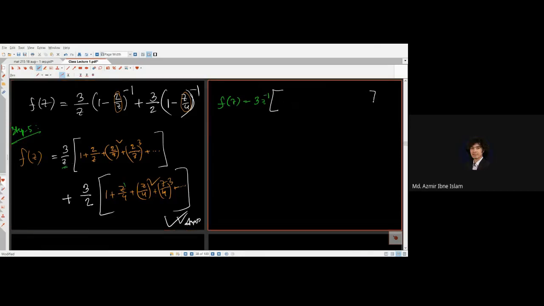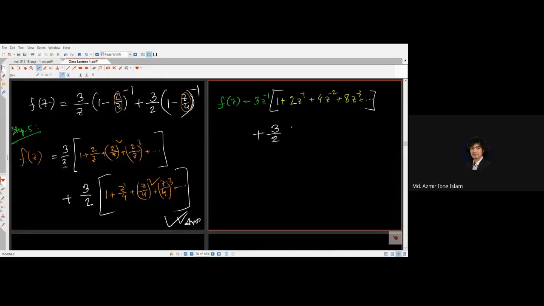Then 1 plus 2 z inverse plus, if we simplify this one, 4 z power minus 2, plus 8 z power minus 3, up to infinity. So that's why it is a negative power series. And we have plus 3 by 2. So this is a constant. No problem.